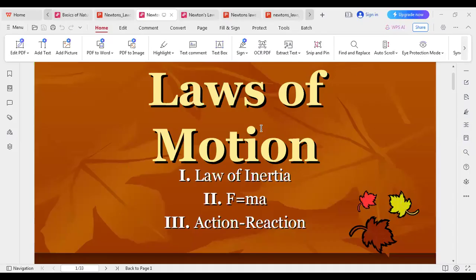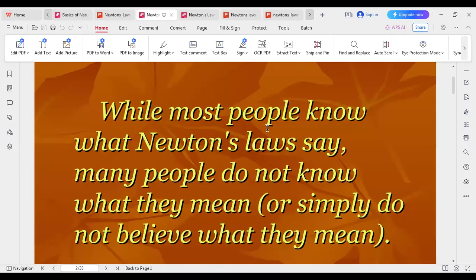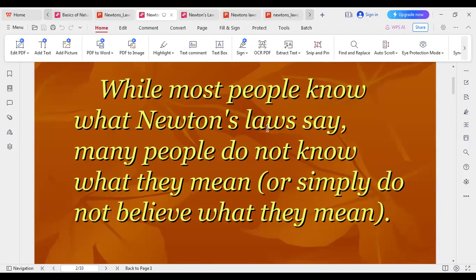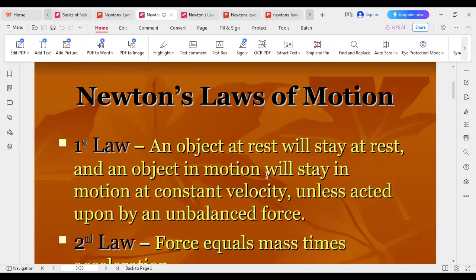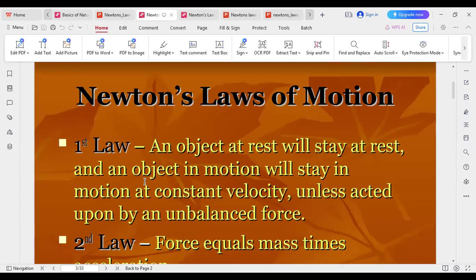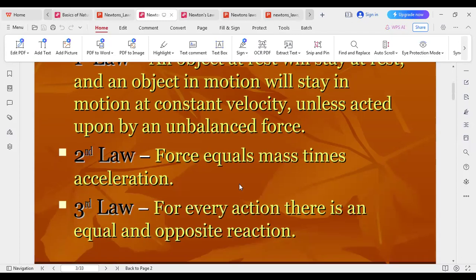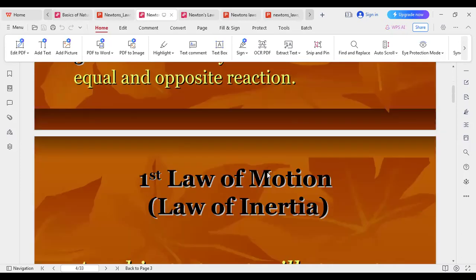So laws of motion, actually laws of inertia, F equals ma, and action-reaction. Many people do not know what Newton's laws mean or simply do not believe what they mean. Newton's first law is this: an object at rest will stay at rest, and an object in motion will stay in motion at constant velocity unless another external force is applied to it. Second law, force equals mass times acceleration. Third law, for every action there is an equal and opposite reaction.